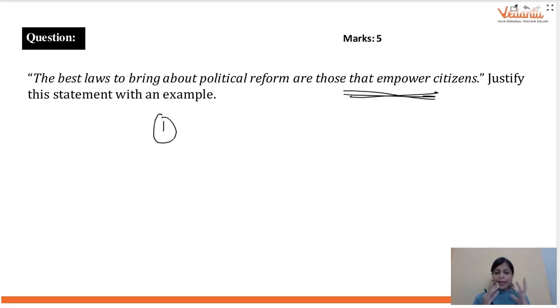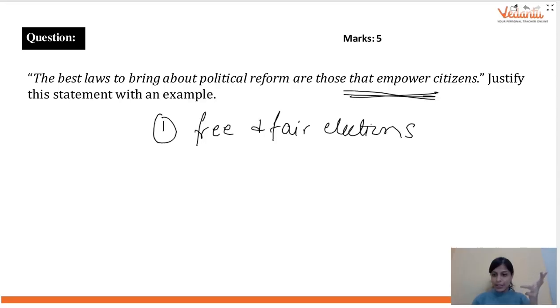So it has planned institutes and practices. How does it empower the citizen? Because it ensures there are free and fair elections. So give a good introduction that yes, though it is slow and less efficient, it is still the people's own government. Why? Free and fair elections.